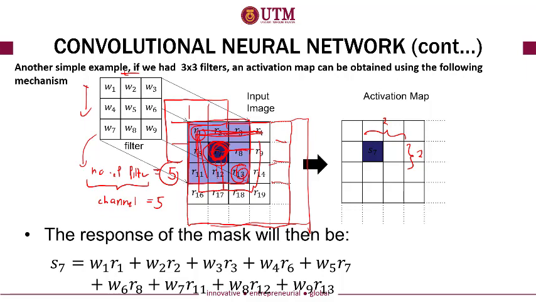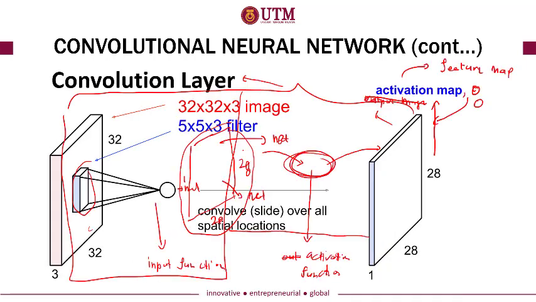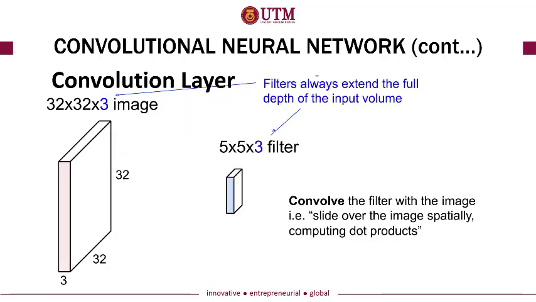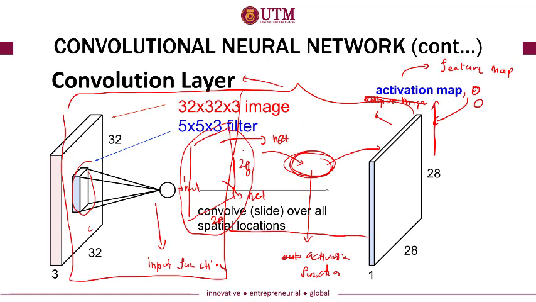That also happens in these convolutional layers. Because you are using a 5 times 5 filter, you will end up with 28 times 28. Again, 32 minus 28 is what?